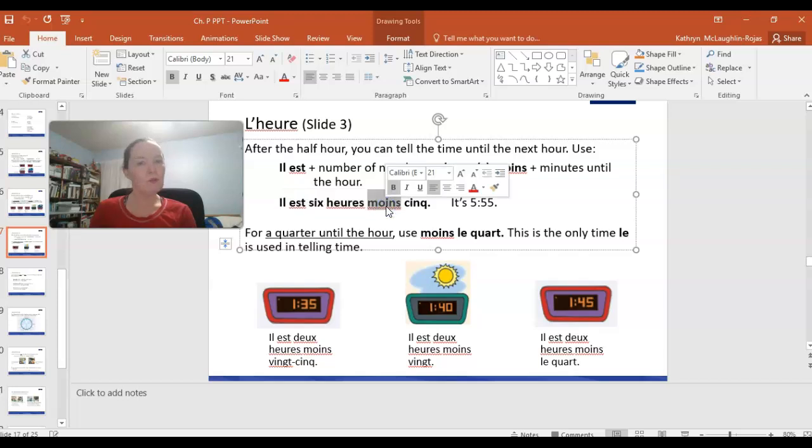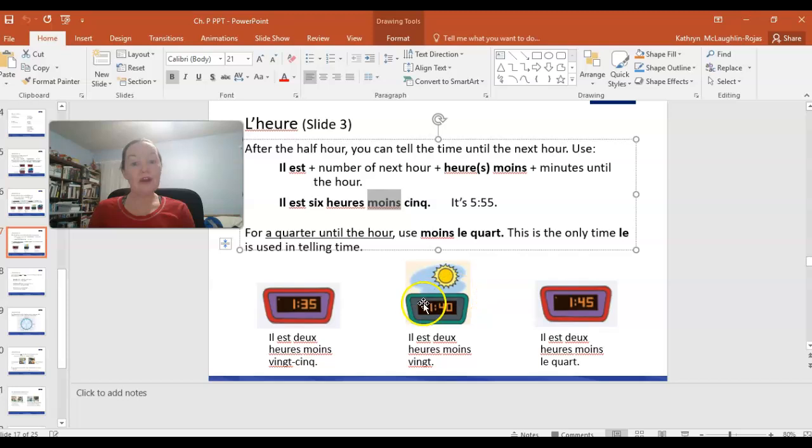And what do you think moins might mean? Okay, it's kind of like less. If you've ever studied Spanish, it might remind you a little bit of menos, which is like less in Spanish. In English, the closest word would be minus. So you can see some connections between those different words. So, il est 6h moins 5. It is 6 o'clock minus 5. And that's how we would say 5:55.